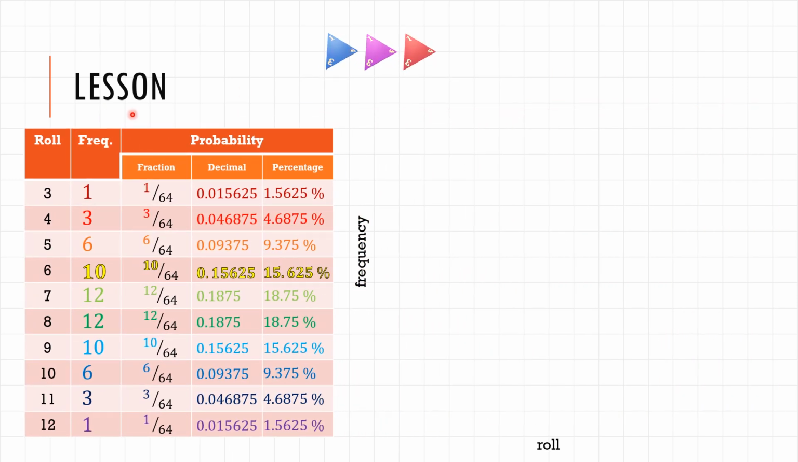So now that we actually have a frequency table, I wonder if we can create a chart about this. And I'll ask you to pause the video here and take some time to think about what would be the best chart to display this data, and then actually start to draw that chart. And hopefully you were able to do that.